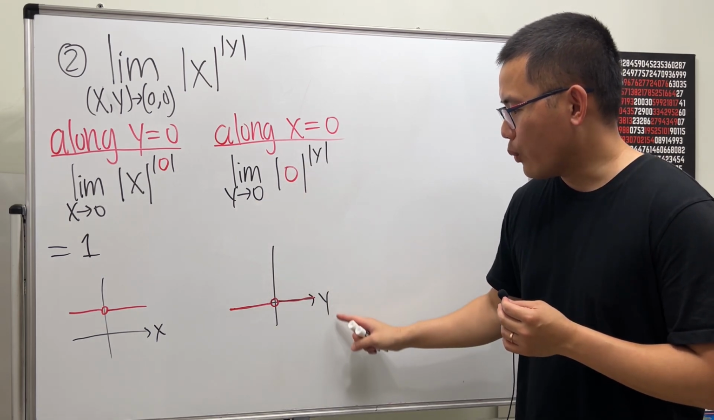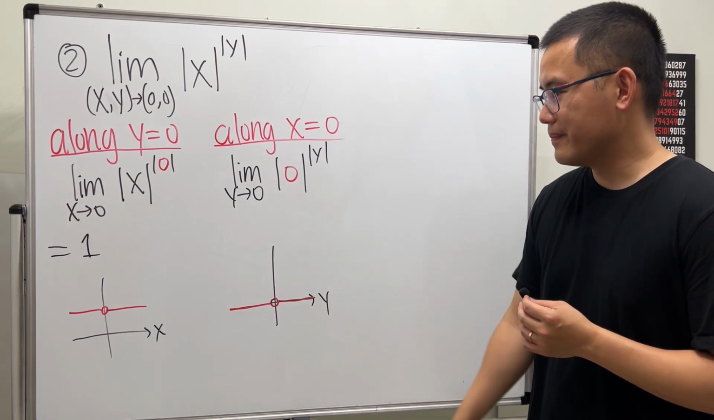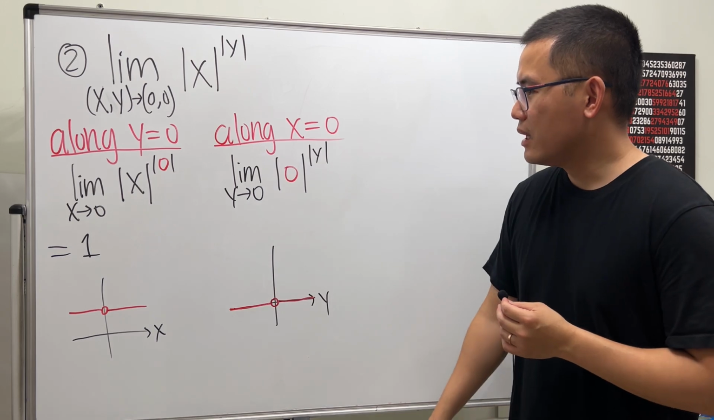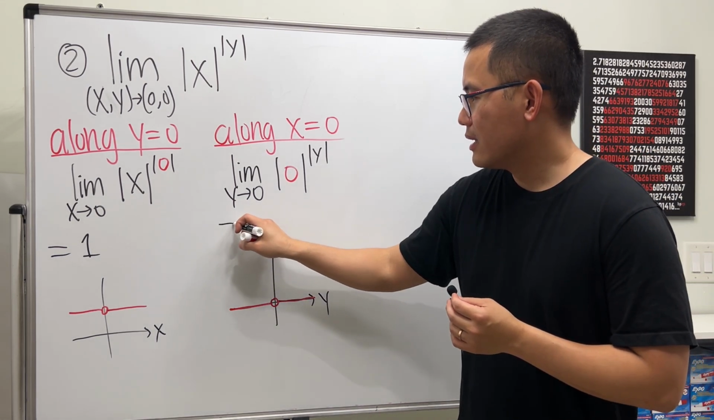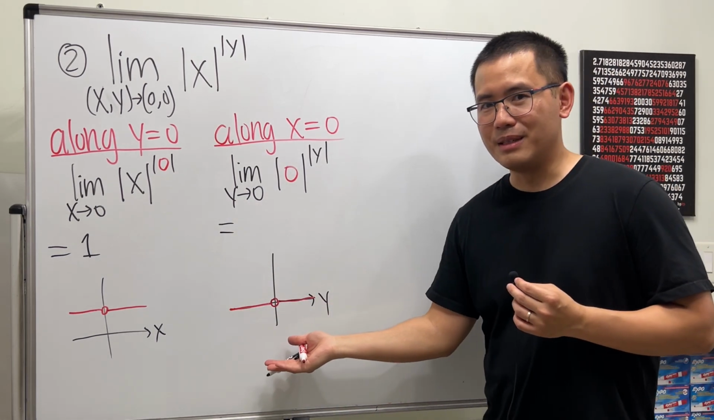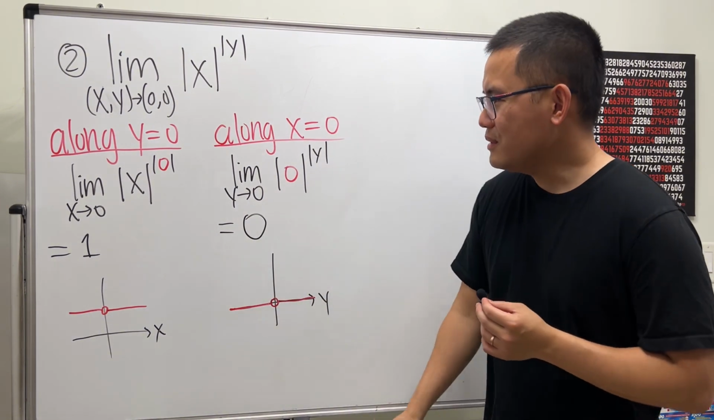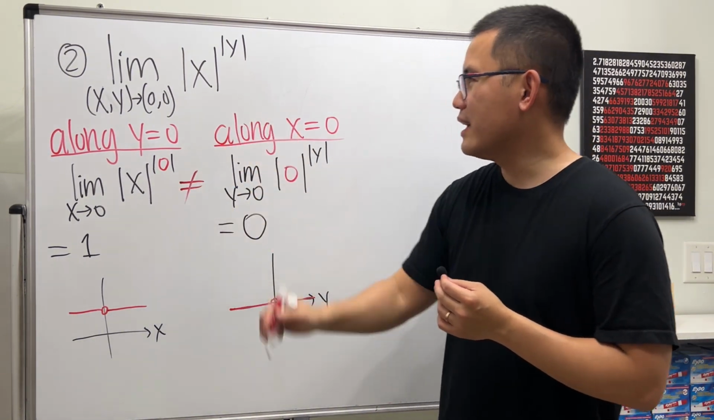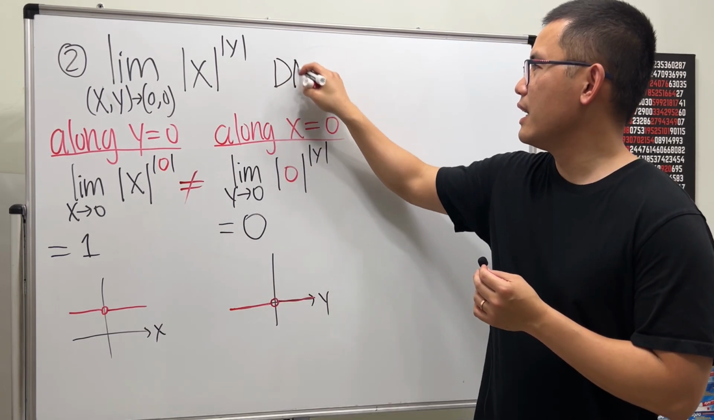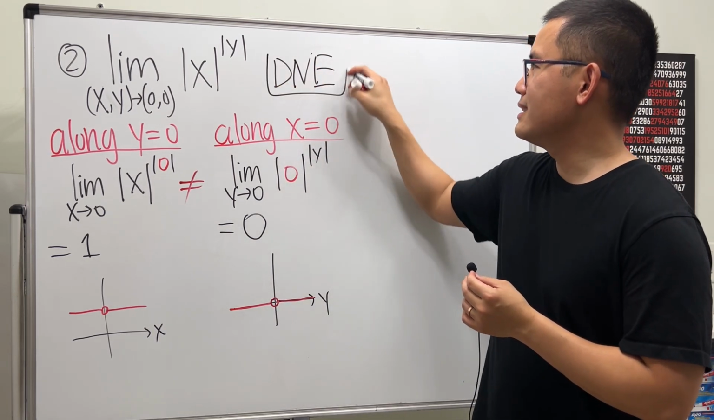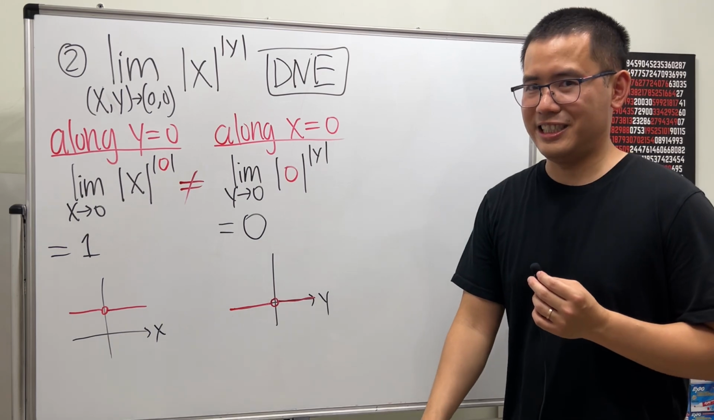I am in the y world, that's why I put the y-axis here. And this is just the output. But the key right here is, what's the limit for this though? The answer for this is 0. So as you can see, these two are different. So once again, you can come here and say, this original limit does not exist.